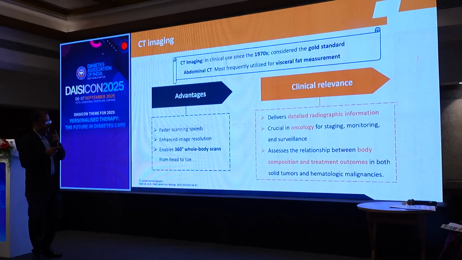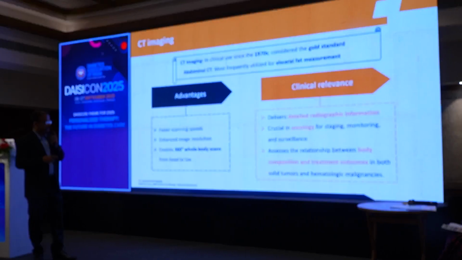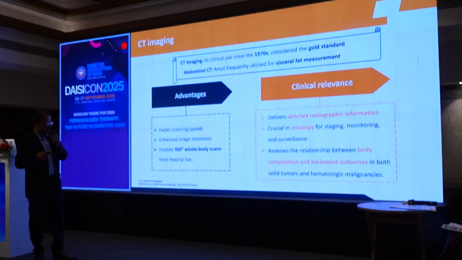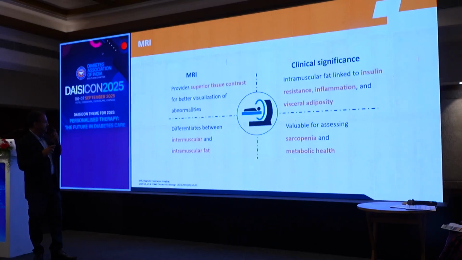What are the clinical uses? It is very much useful in oncology for staging, monitoring, and surveillance, and the association between body composition and treatment outcome can be measured in solid tumors and hematological malignancies. MRI can differentiate between intermuscular and intramuscular fat.